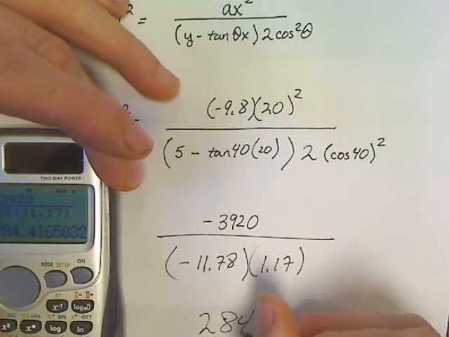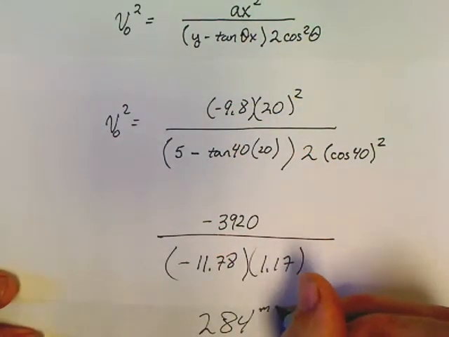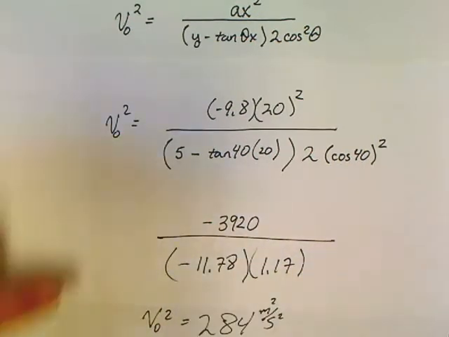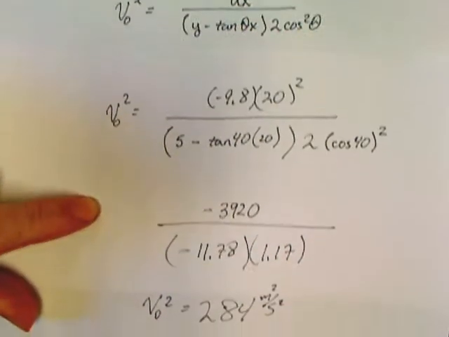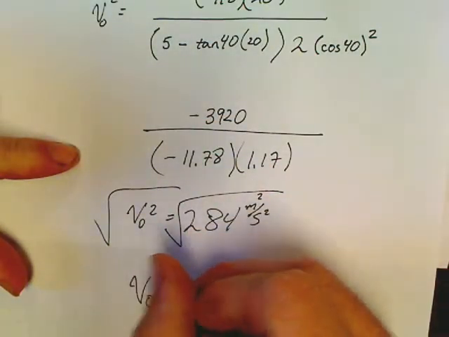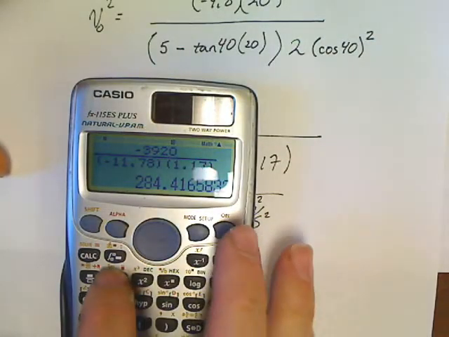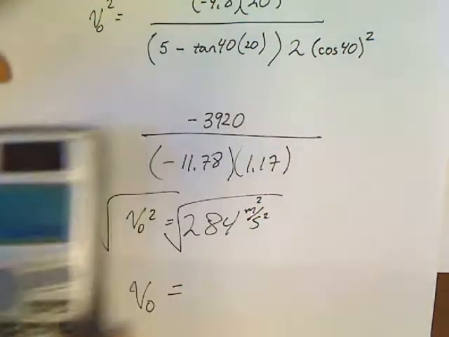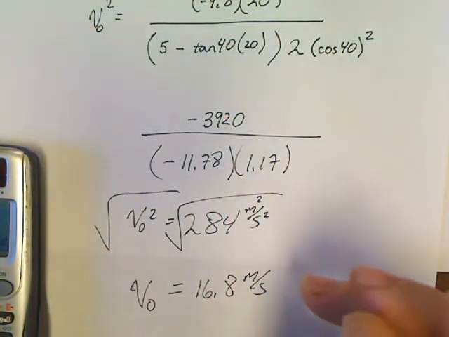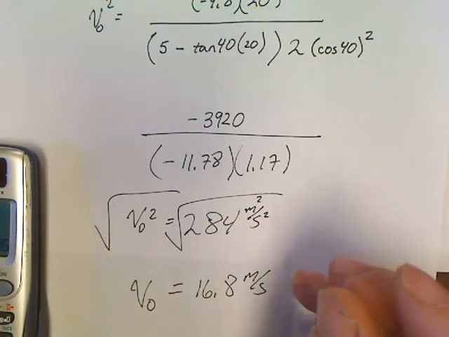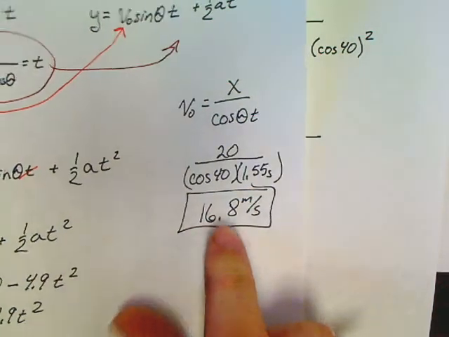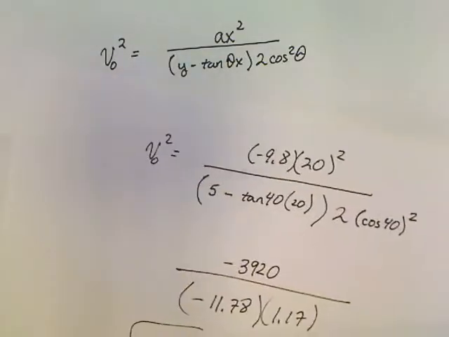284. I've done this problem wrong. Oh, no, I haven't. Unit would be squared. Here's the thing. Remember, this is V0 squared, which means you still need to take a radical to find V0. Radical of that answer is 16.8. In the midst of all this, I don't even know if I know where my first answer was. And what did we get? 16.8.